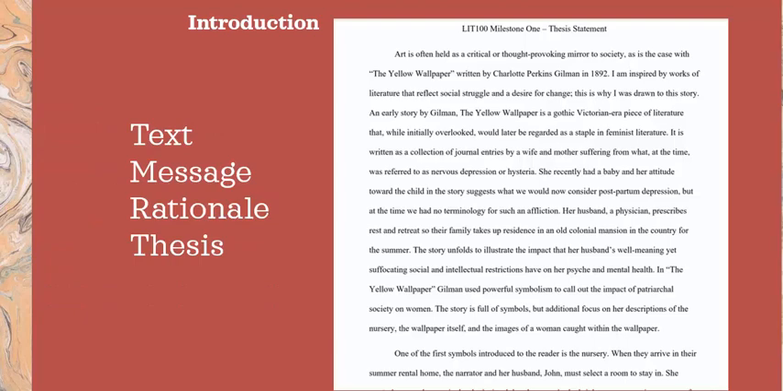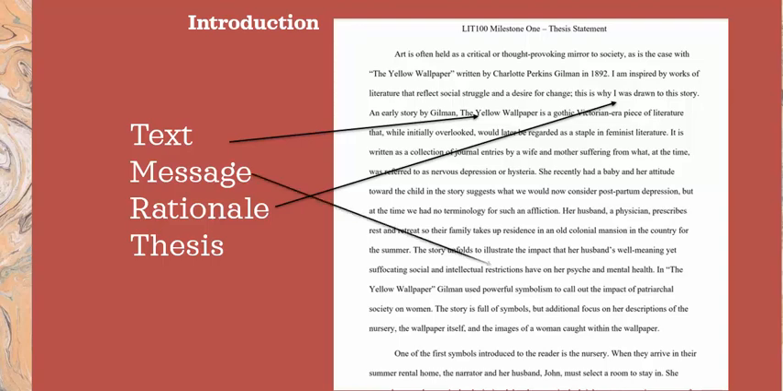First, at the introduction. There are 4 areas that you need to include in your introduction. They include the text itself, identify the title and the author. You want to share the rationale, which is why you were drawn to the story, what connection you have to this piece of literature. You want to identify the message, such as the story unfolds to impact the well-meaning yet suffocating social and intellectual restrictions placed on women. And then finally, you need a thesis statement.